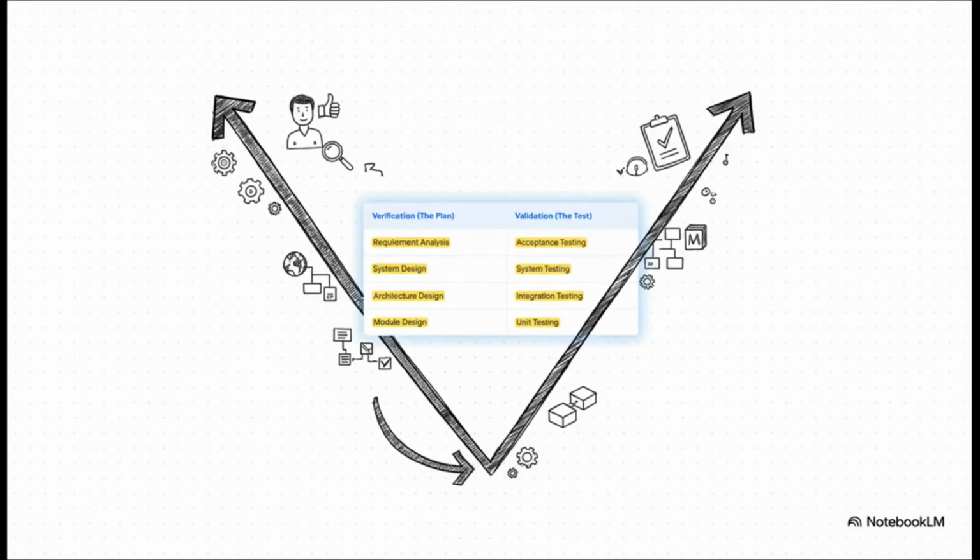And here, this is where the genius of the V model really shines. Every planning phase on the left has a direct mirror image testing phase on the right. Those tiny module designs, they're checked with unit testing to see if each little piece works. The architecture design, that's checked with integration testing to see if all the pieces work together. The high-level system design is checked with system testing to see if the whole thing works. And finally, that initial requirements analysis is validated with acceptance testing, the moment of truth when you ask, does the customer actually like it? Nothing is left to chance.